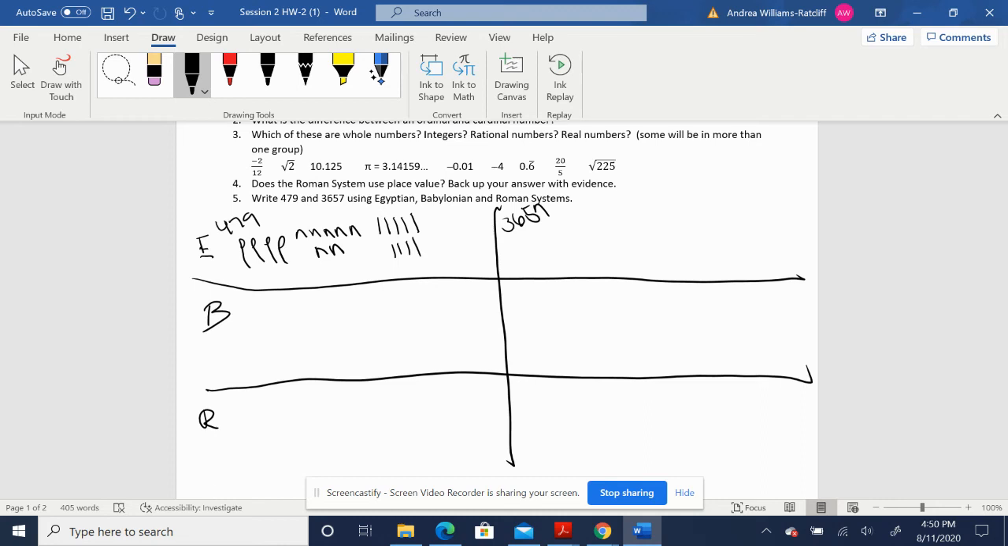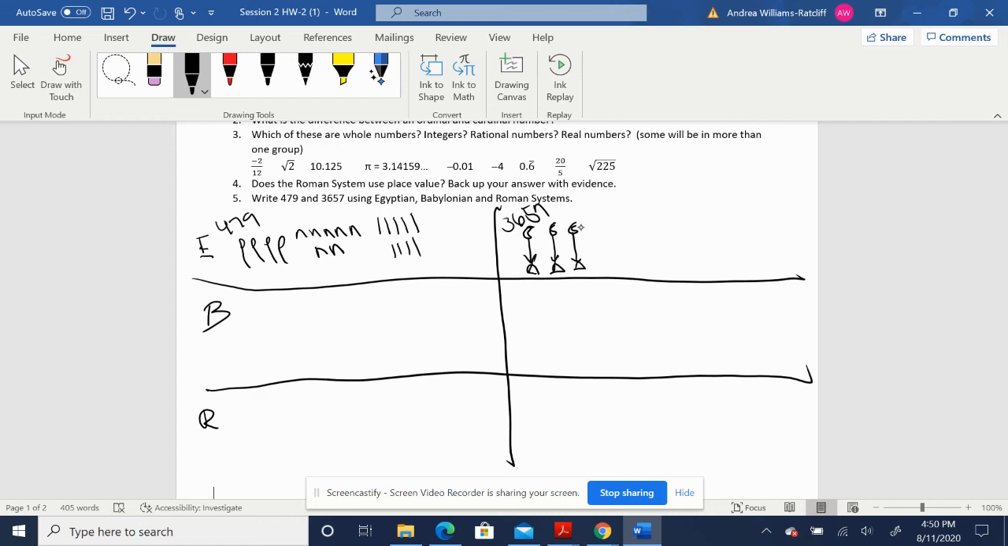So if we go over to 3,657, we can do that as well. We need 3 of the 1,000 symbols. So this kind of looks like a little flower with a crescent moon on it. So that's 1,000. 2,000, 3,000. So there's my 3,000.